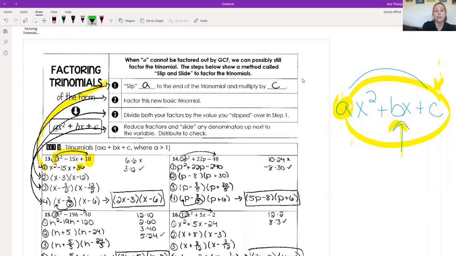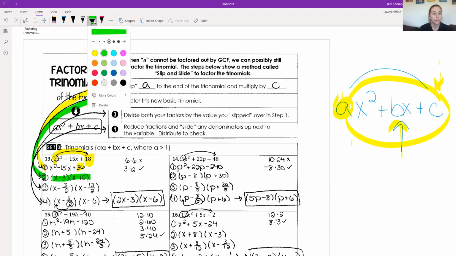Next, the next step is that we factor this basic trinomial here. So we've got x squared minus 15x plus 36. We can do that in our heads. That's just x minus 3, x minus 12, because we find factors of positive 36 that when added together sum to a negative 15. Those are easy to do in your head.